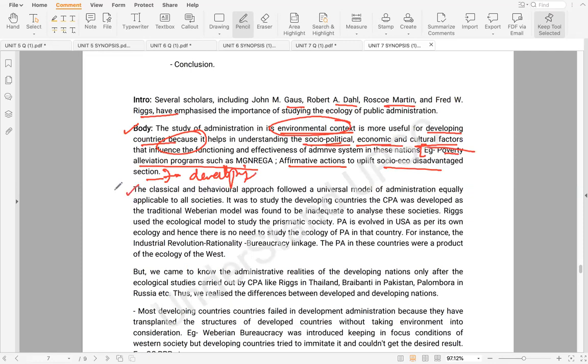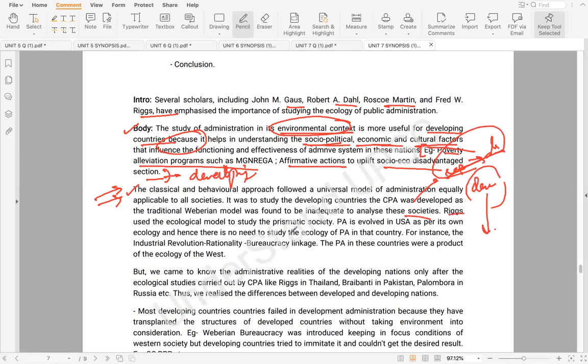Here you're establishing that previous studies have already talked about the developed countries. So we need developing countries to be focused upon. The classical behavioral approach followed a universal model of administration equally applicable to all the societies. It was to study the developing countries that the CPA was developed, as the traditional Weberian model was found to be inadequate to analyze these societies. It was good for regulatory functions, but not for developmental functions. This is for developed countries, the models for which have already been developed. For developing countries, you needed developmental functions where the traditional form of bureaucracy failed.